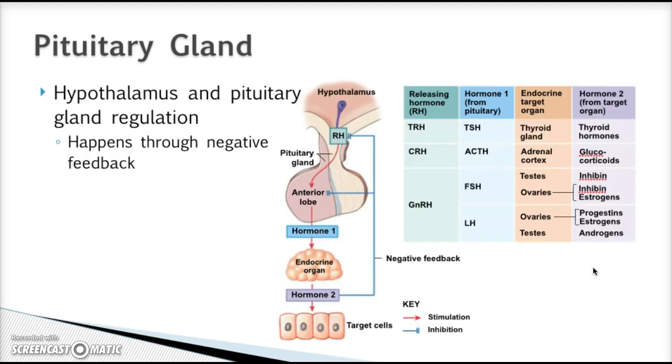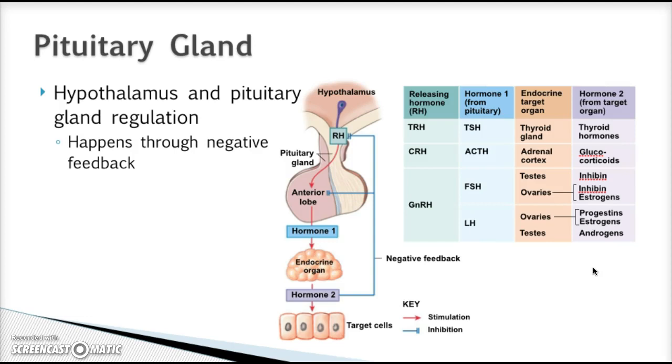While many believe that the pituitary is the master gland because it produces so many different hormones, the pituitary gland is controlled by the hypothalamus. This control is achieved through negative feedback mechanisms. So the hypothalamus secretes a releasing hormone, for example, thyrotropin releasing hormone. This hormone travels to the pituitary gland and causes the release of thyroid stimulating hormone, or TSH.